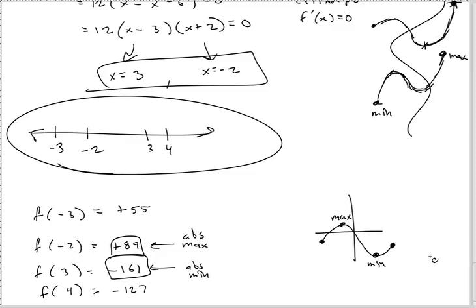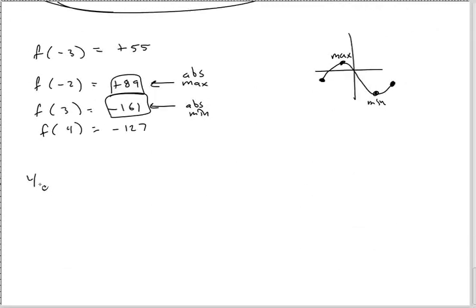No other points in here will make sense, so we only use the endpoints and the critical values. It's got to be from that list because nothing else will actually work in calculus land. So there you go.